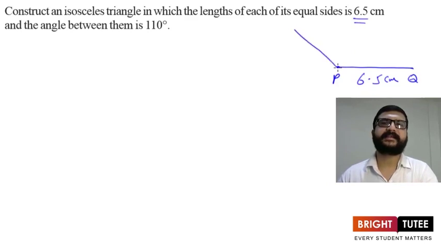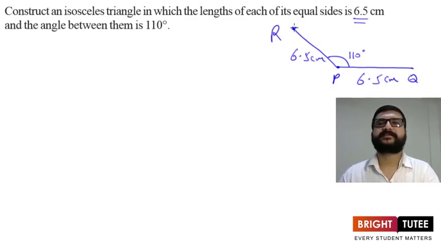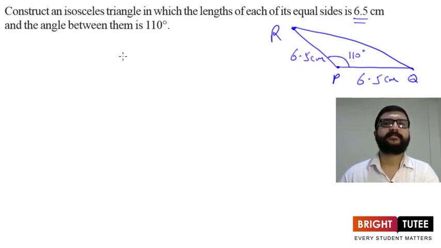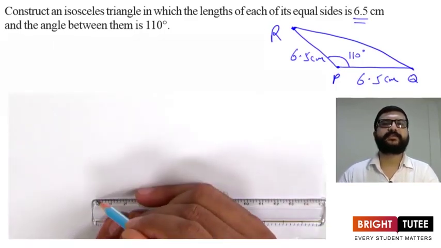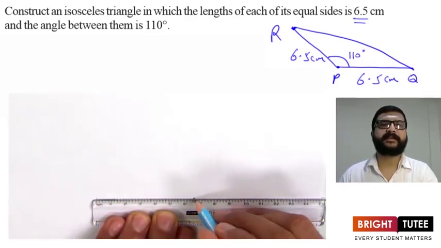So let's say this angle is 110 degrees and this is point R and PR is 6.5 centimeters. Now just join Q and R. So now here is the rough sketch of triangle PQR in which PR is equal to PQ and they are equal to 6.5 centimeters and angle between them, that is angle QPR, is 110 degrees. So now we have to construct this triangle. So what is the first step? The first step is, draw a line segment PQ of length 6.5 centimeters.